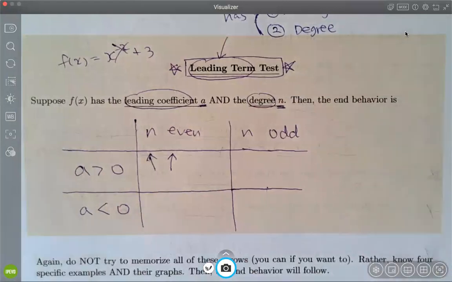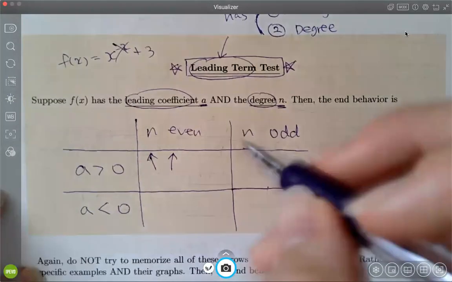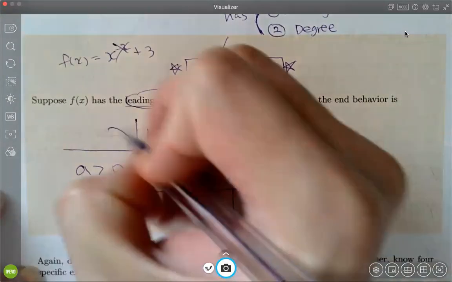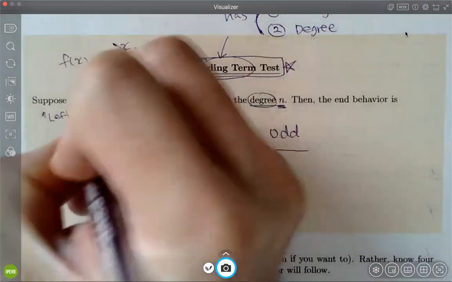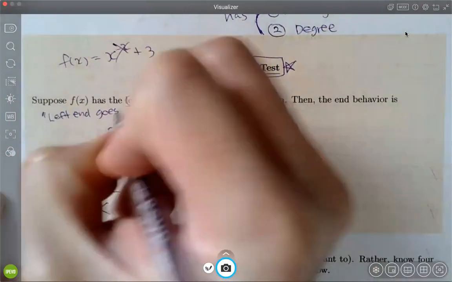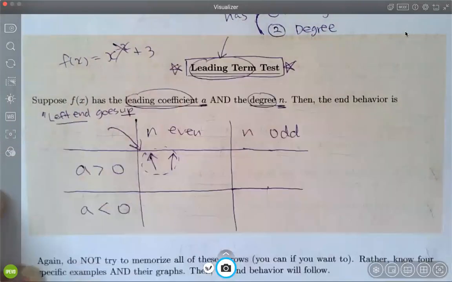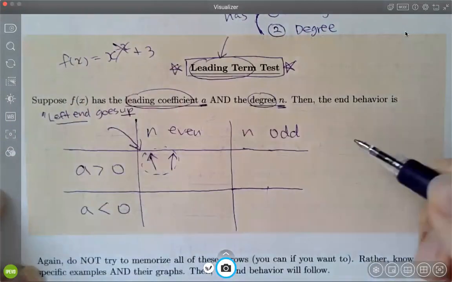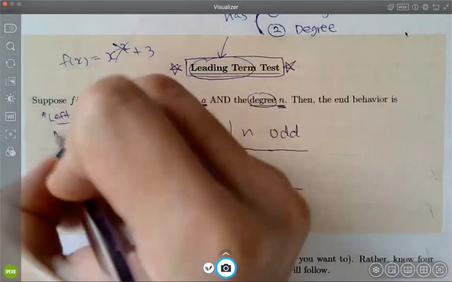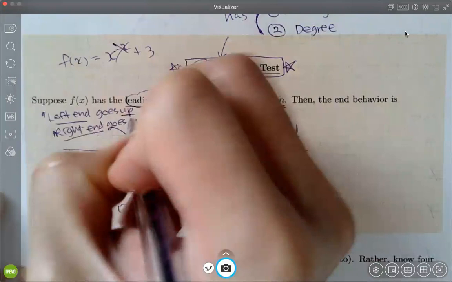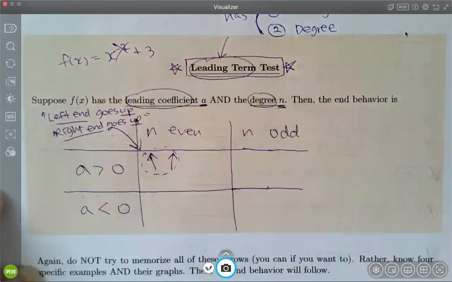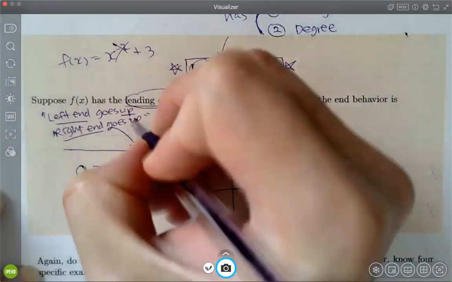Okay, in other words, up, up. Now, what does this up, up mean? So this arrow means the left end goes up, which is this arrow, and the right end goes up as well. That's what this means.